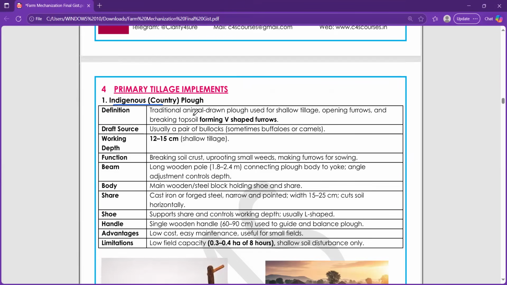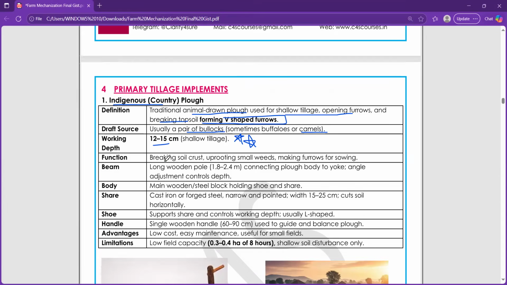It is a traditional animal-drawn plough used for shallow tillage, opening furrows and breaking topsoil. It generally forms V-shaped furrows during its operation, and the draft source is generally bullocks. Sometimes in some areas camels are also used. The working depth is very, very important. Mark 3 star, 4 star here, because the working depths and angles of all the implements are very important. So please make a separate chart of all these depths.